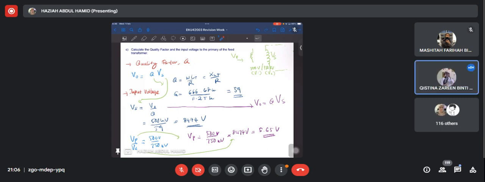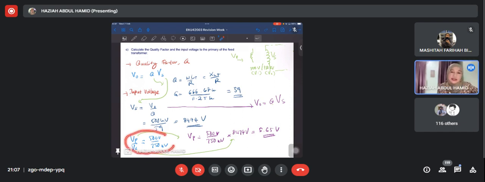Saya ada soalan. Mana yang madam dapat 500 sebab dekat soalan kita kan 500 kilovolt kan. So macam mana madam dapatnya 500 tu? 500 mana tu? Yang dekat VP over VS tu sama dengan 500 volt bahagi 750 kilovolt. Oh, yang ni ke? Betul. Tak, mana data 500? Tak, ini belum lagi ni. Oh, okey. Saya tak masuk lagi.